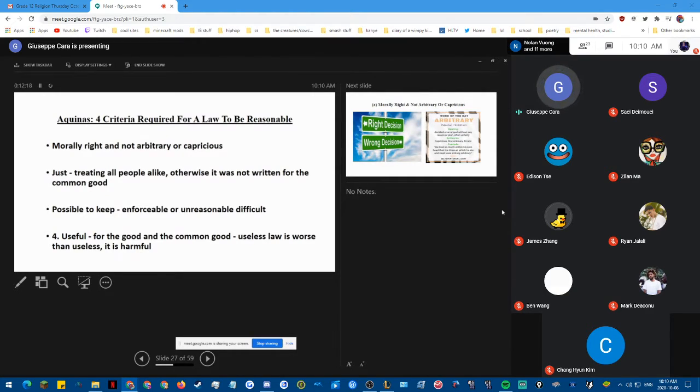Just, treating all people alike, otherwise it was not written for the common good. So I can't say, okay, this is one rule for grade 9s, and grade 12s don't have to follow the rule. It has to apply to everybody. It must be possible to keep. It has to be enforceable, or at least not unreasonably difficult, but still must be enforceable. We'll come to that second.